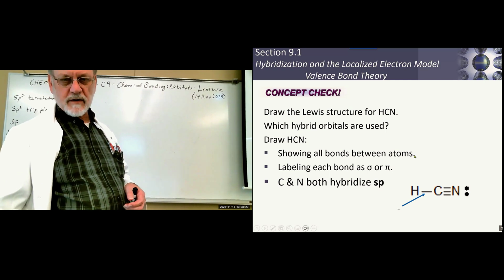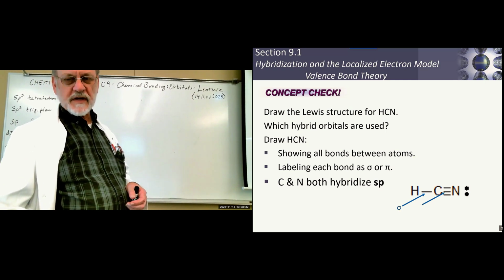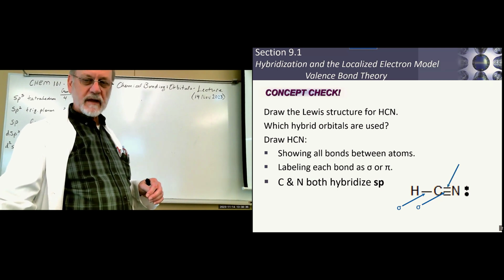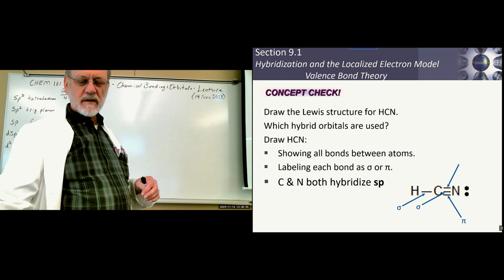All right, so there's your sigma. There's a sigma between carbon and nitrogen. It's on axis, just like always. And then your pi bonds are off axis.